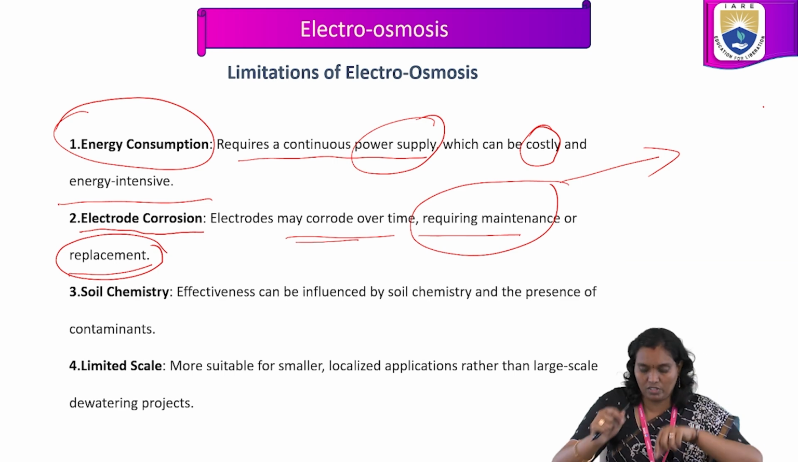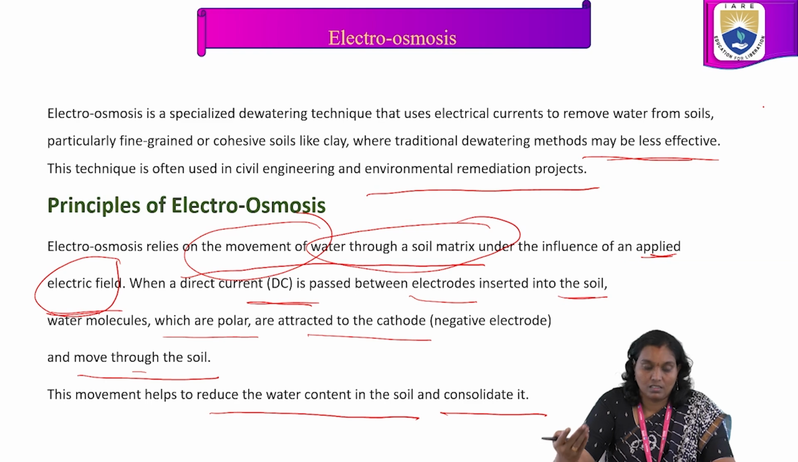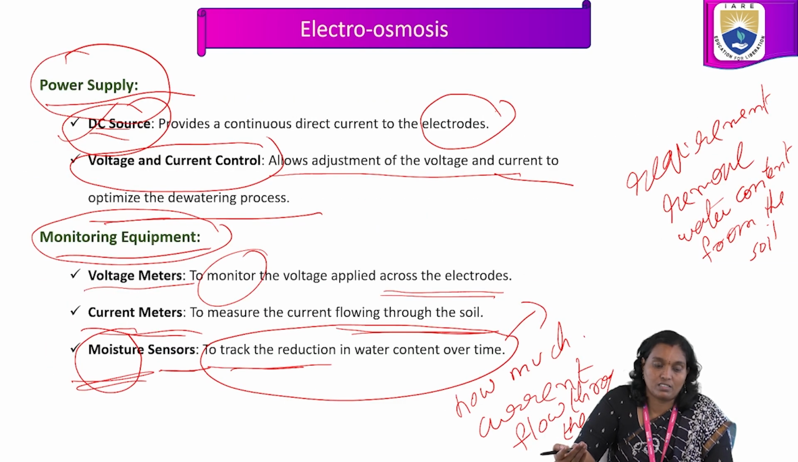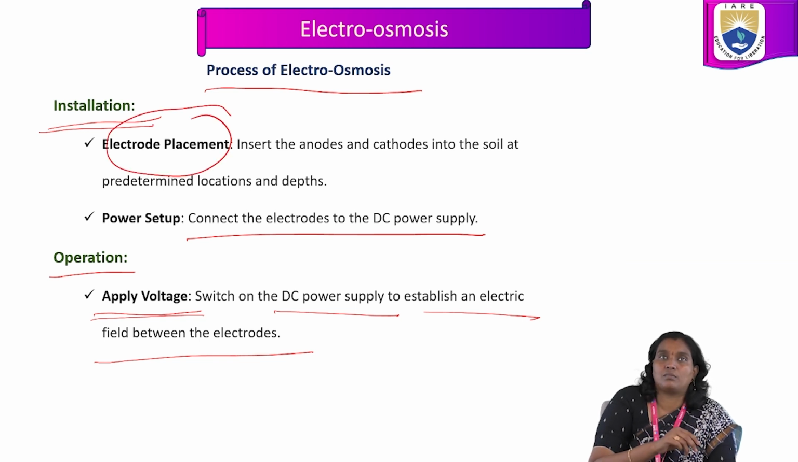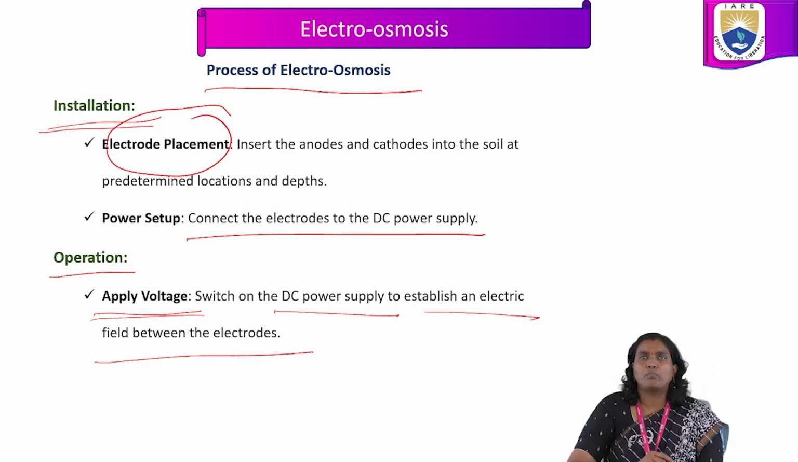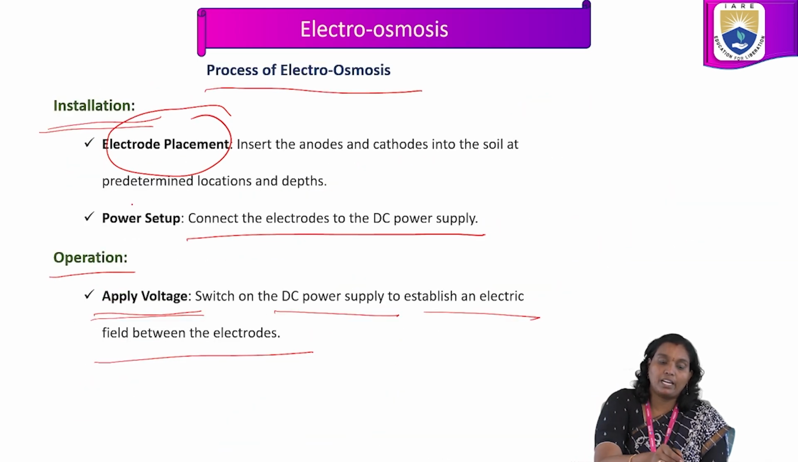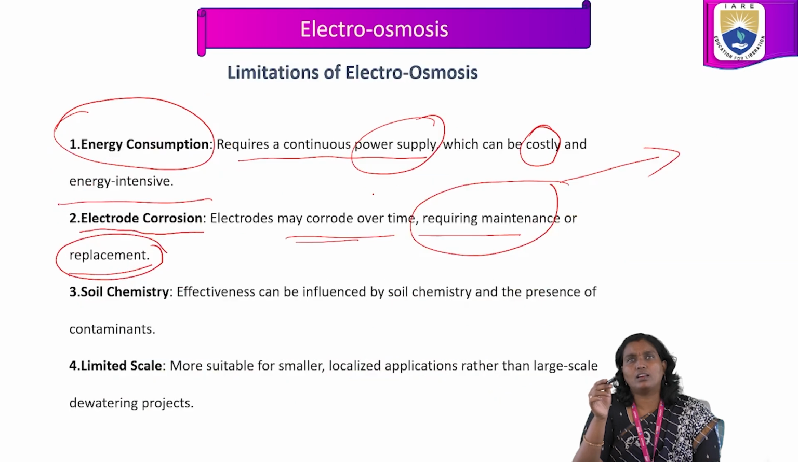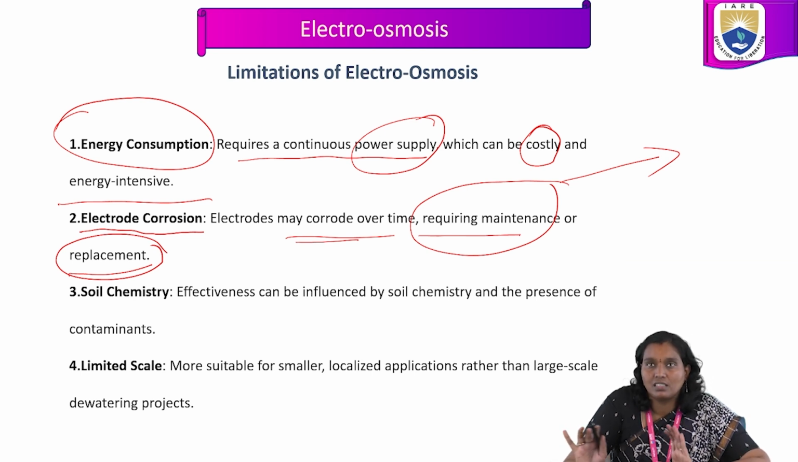So we are going to insert the electrodes and identify those things. The position, the placement, depends upon the electrode placements: into the soil, at predetermined locations and depths, based on the locations we have already allocated. In that particular case, it also depends on the scenario.